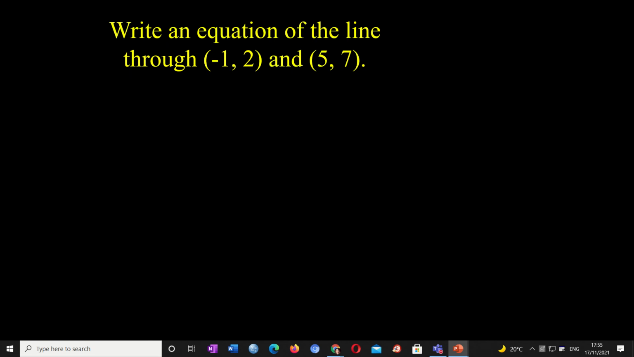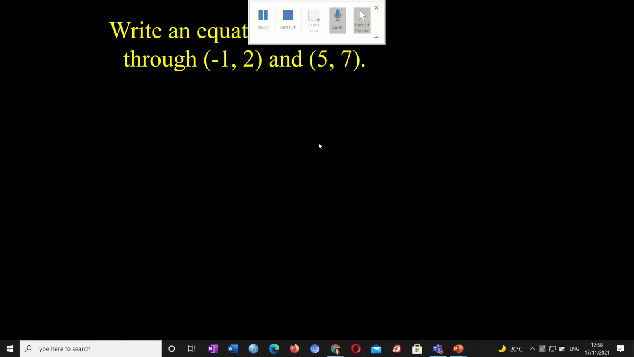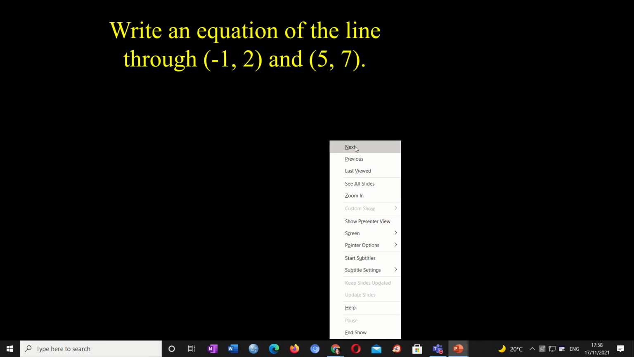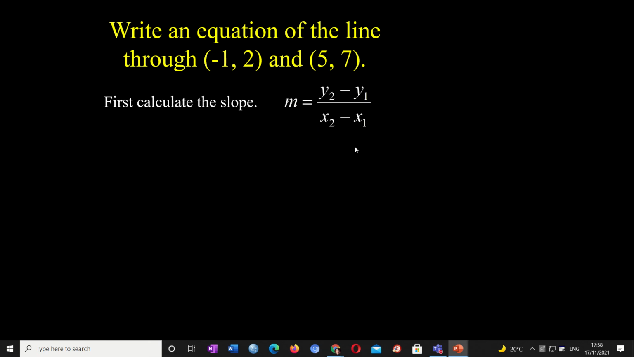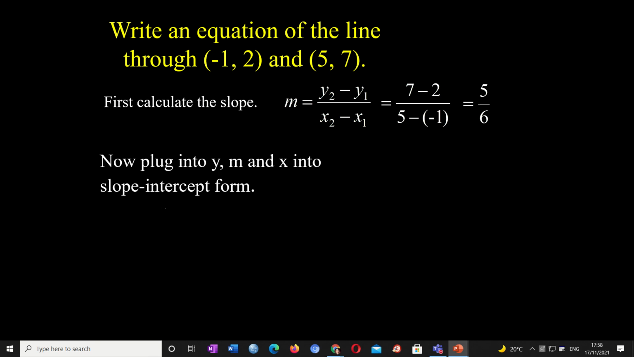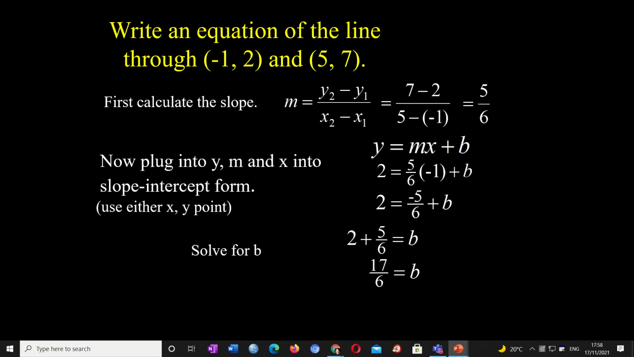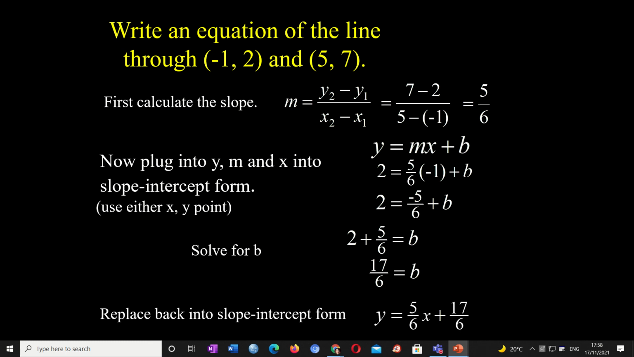Okay, now this question. Write an equation of the line which passes through these points. Let's solve it. So, this is the formula. 5/6. Yes, very good. And we solve for b. This is 17/6. Very good. So this is our answer. Write it down. Of course.